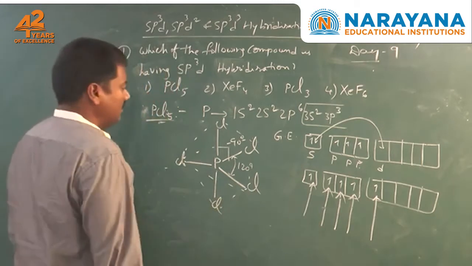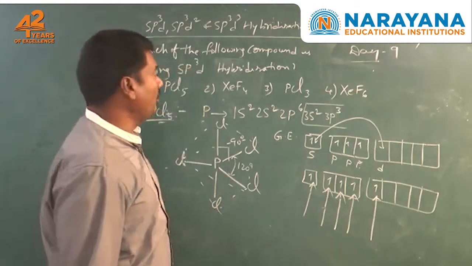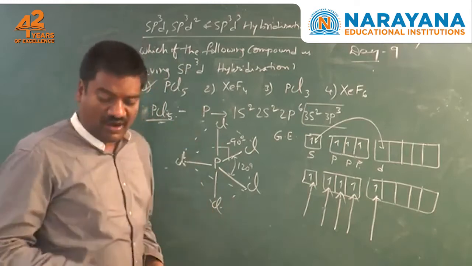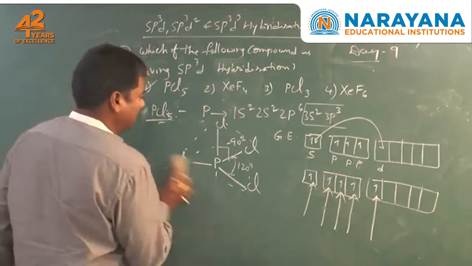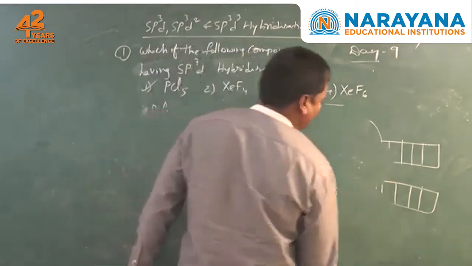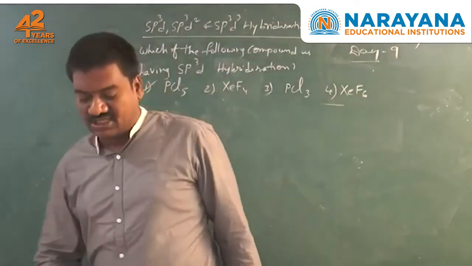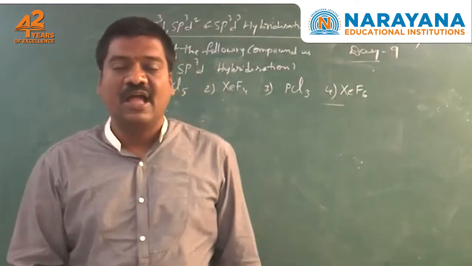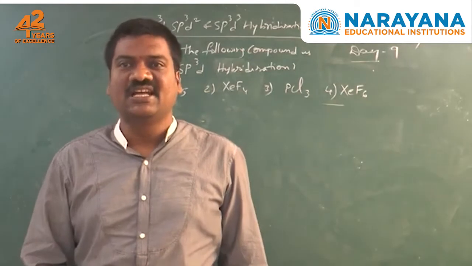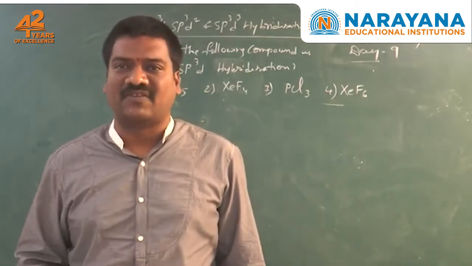Now PCl5 is the example for sp3d hybridization. Okay, so the first option is correct. Now what about the second option? The second option given is xenon tetrafluoride, the XeF4 molecule. Generally xenon is a stable element, a noble gas, but in exceptional cases it reacts with fluorine as well as oxygen atoms, and it can form different types of compounds.